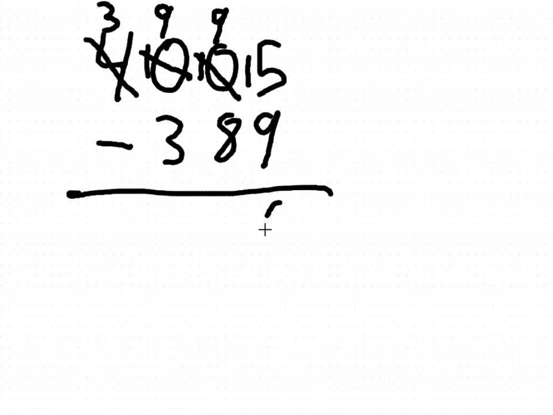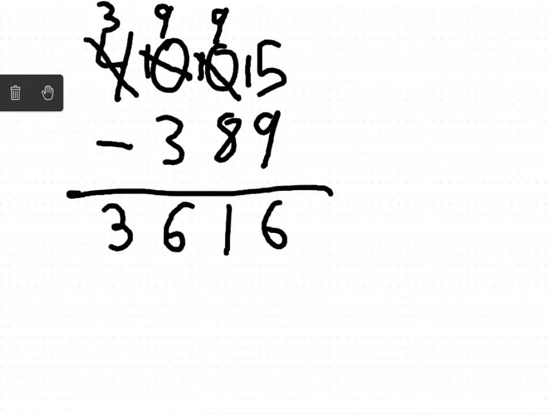15 minus 9 is 6. 9 minus 8 is 1. 9 minus 3 is 6. 3 minus nothing is 3. And the answer is 3,616.